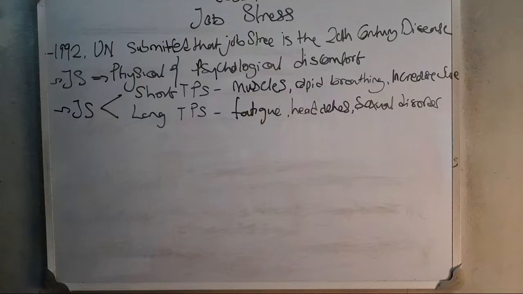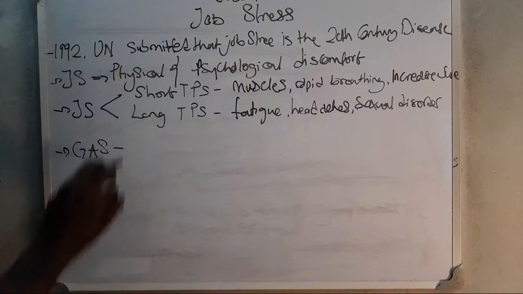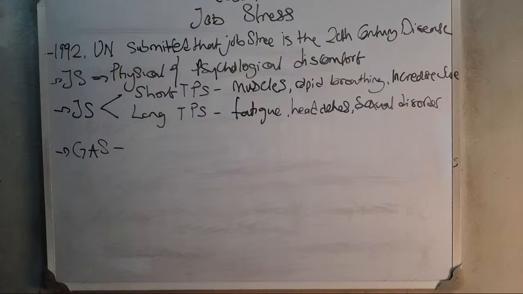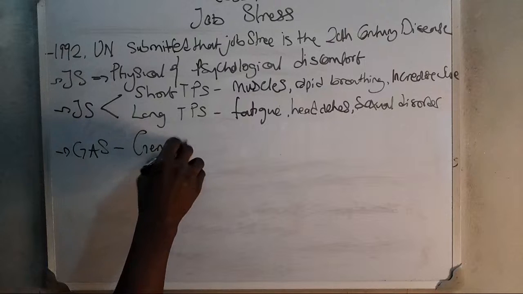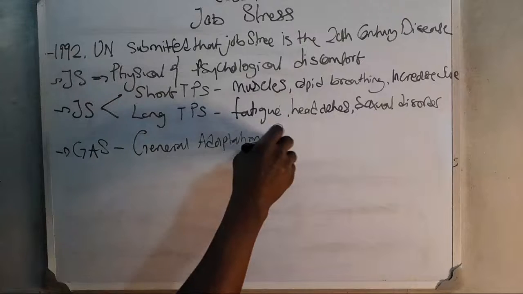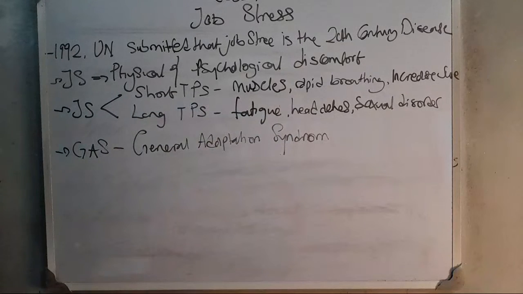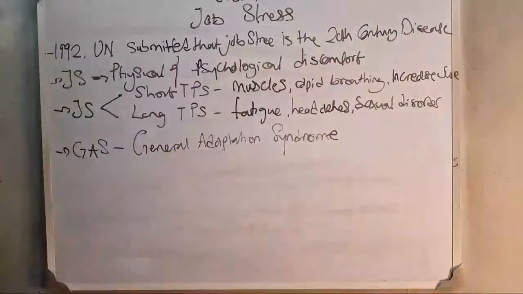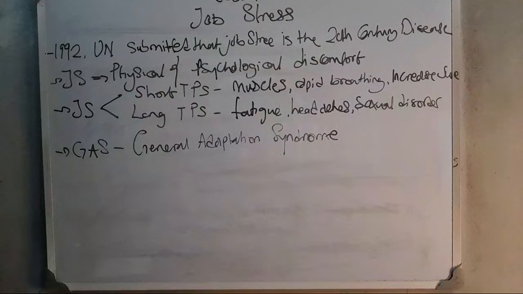So, as I was saying, we have the short term and the long term symptoms. Okay, so now let's continue. Please note this abbreviation. We have GAS, which is an acronym for General Adaptation Syndrome. So we have some of the causes of job stress. Significant threat. When we say job stress, we are talking about significant threat to the employee's health and consequently to the health of the organization.